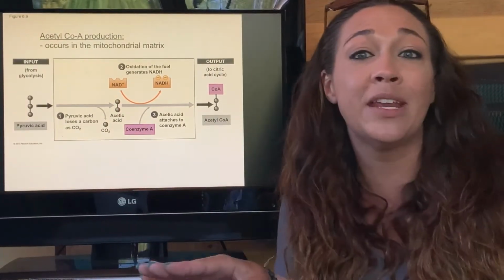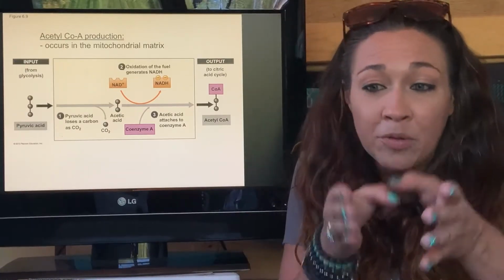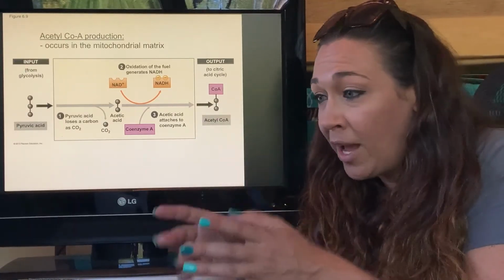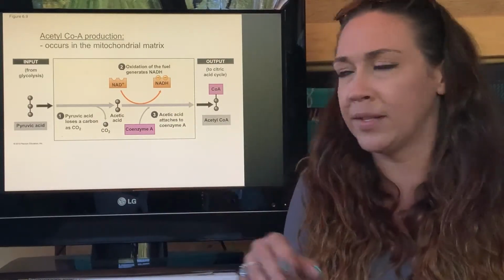It's just an intermediate molecule. It's like a temporary step. We went from glucose to pyruvic acid to acetyl-CoA, and we're going to keep going. Okay, so that's all you need to know. Don't worry about why this is.